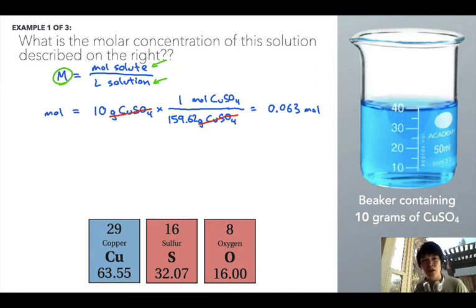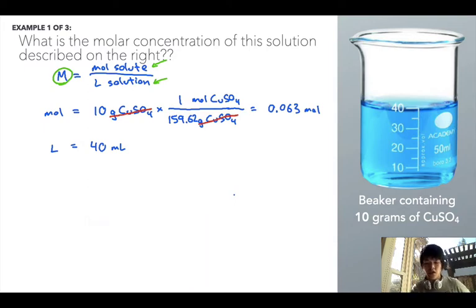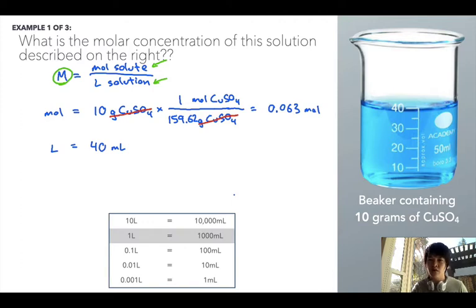Okay, now to get the liters of solution. How do we get that? For the liters of our solution, we do know that we have, according to the beaker, about 40 milliliters of the solution. Okay, we need it in liters though. How do you get liters? You have to remember that for every 1 liter of a solution, or any liquid for that matter, there's 1,000 milliliters of it.